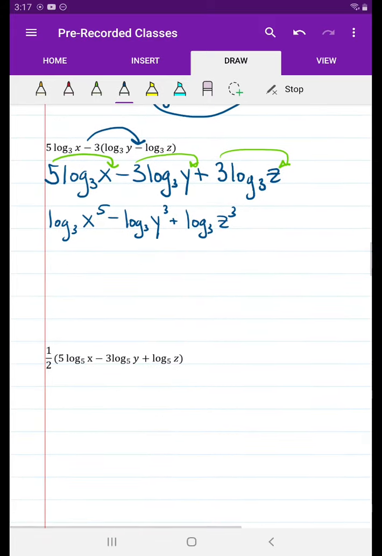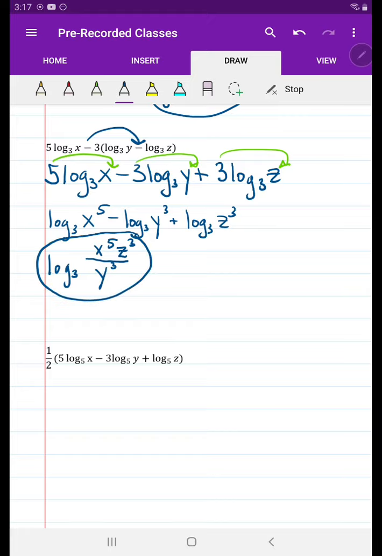Okay, so we'll have log base 3 of x to the 5th in the numerator, and this next one, this negative log base 3 of y cubed, because that's negative, that'll throw the y cubed in the denominator, and then plus log base 3 of z cubed, that'll throw the z cubed up top, right? And so there is our answer there, and that's it for that example.